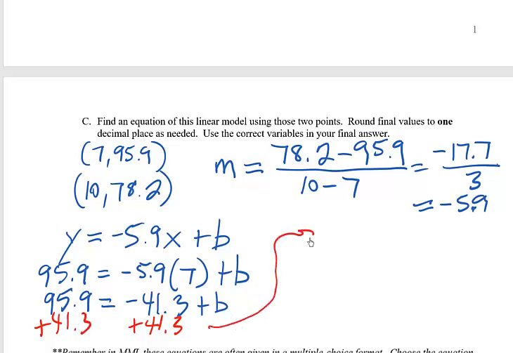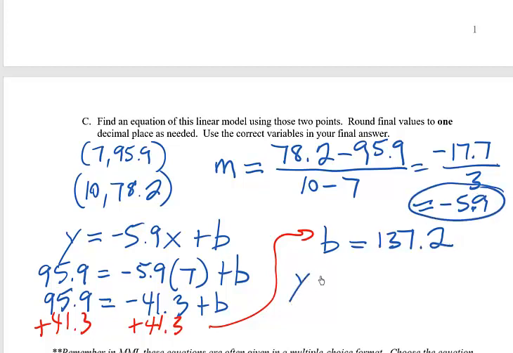And when you do that on the calculator, you get a final value of b equals 137.2. Okay, so I have my slope, I have my y-intercept. That means I can write the equation down. It would be y equals negative 5.9x plus 137.2, right? Y equals mx plus b.